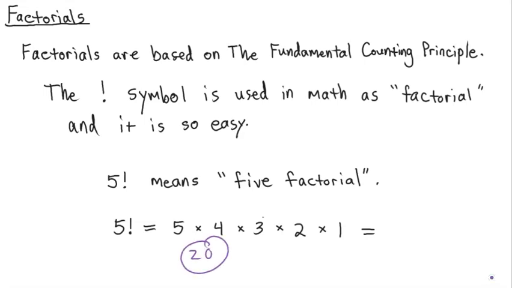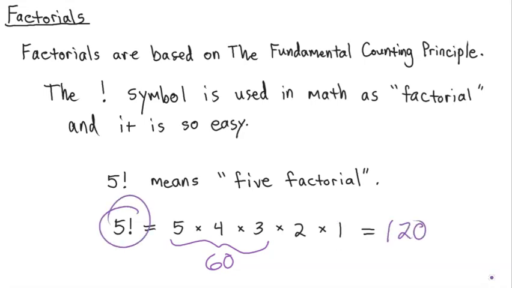And then 20 times 3, that's 60, and then 60 times 2 is 120, and then 120 times 1 is just 120. So 5 factorial is just another way of writing the number 120. That's all it means. Let's do a couple more examples.